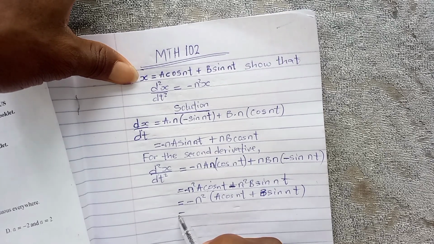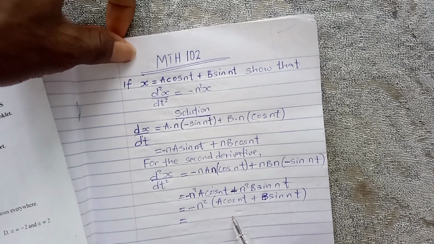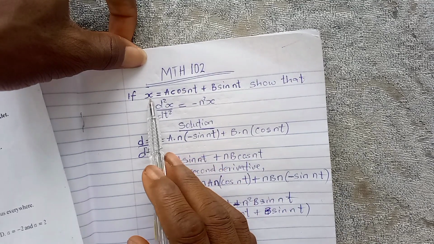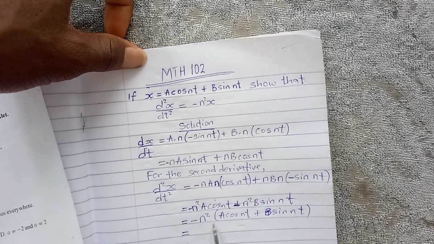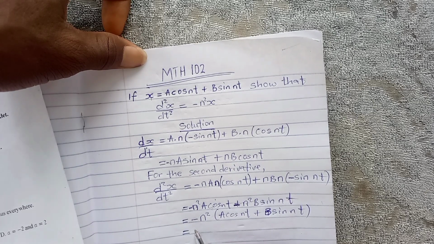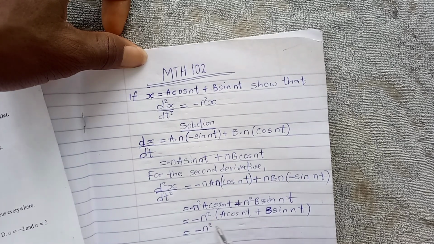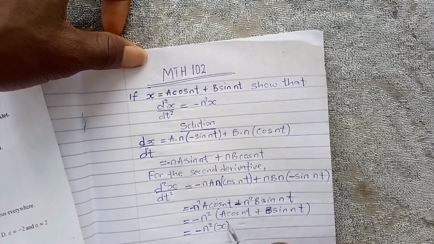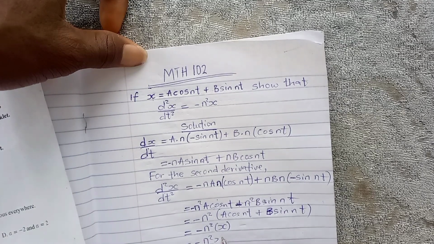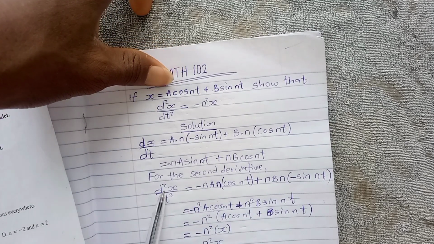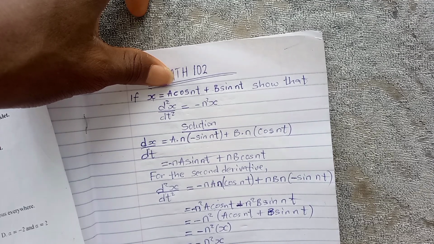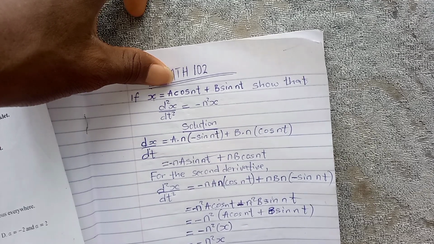From here, we have been told from the question already that a cos nt plus b sine nt is equal to x. So on getting to this place, we already know that this is equal to x, so we substitute it for x. Now we have negative n squared, bracket x. The whole of this is x from the question. We now have it as negative n squared x. Therefore, we have successfully proven that the second derivative of the given function is equal to negative n squared x.